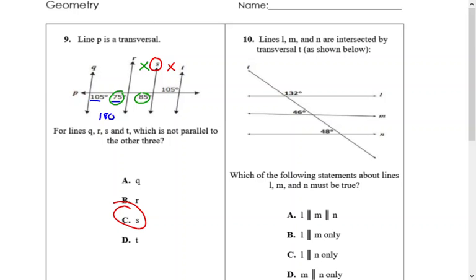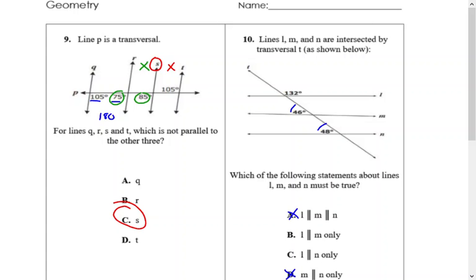Okay. Last one here is 10. L, M, and N are intersected by a transversal. Which of the following statements about lines L, M, and N must be true? So, are they all parallel? If they are, we'd have to have the correct relationships going on here. We would have to have 46 and 48 being the same, because those are corresponding angles. Because they're not, we know that M and N are not parallel, so it is not D. We know all three are not if M and N aren't.